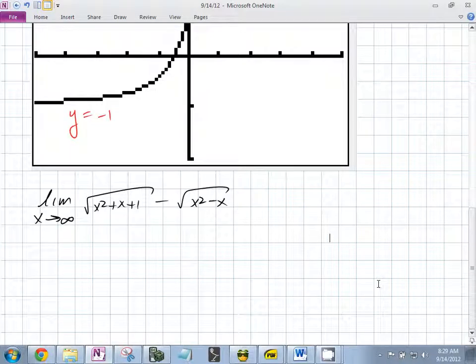What can we do? You were quizzed on this yesterday or the day before. What's the only... Is there any algebra? Is there any factoring we can do? Multiply or divide by a form of 1. So let's actually multiply by a form of 1. What do you want to multiply by, Lily?